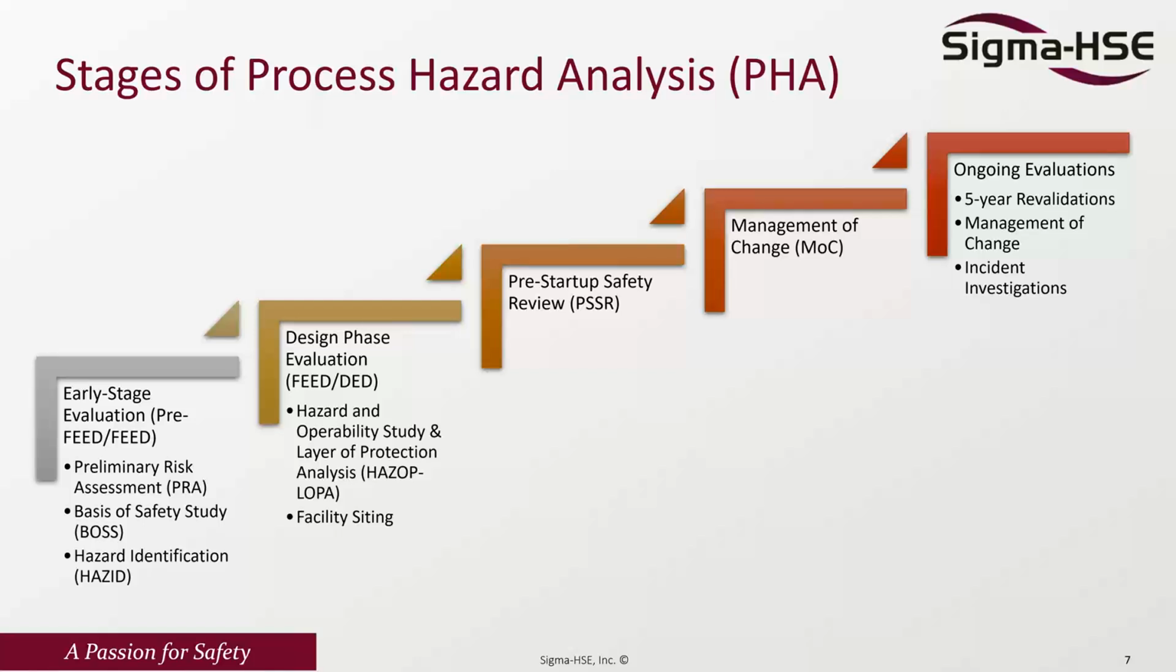The different stages of process hazard analysis, of which there are many types, starts out at the conceptual phase of the project, where a preliminary risk assessment, a basis of safety study or hazard study should be performed to outline the risks you will be facing. Then we go into the design phase evaluation, which will include a HAZOP, or a combined HAZOP-LOPA, and a facility siting or an occupied building risk assessment.